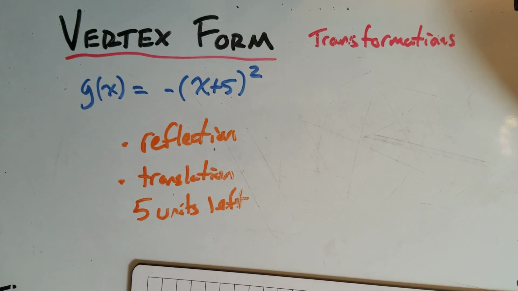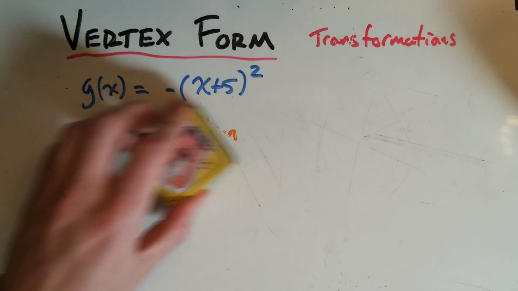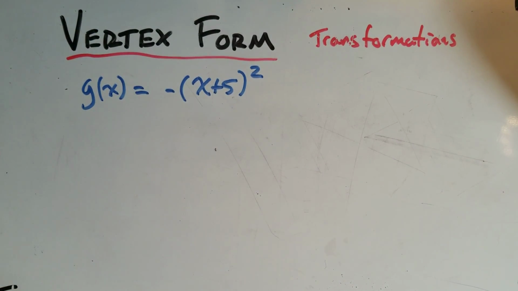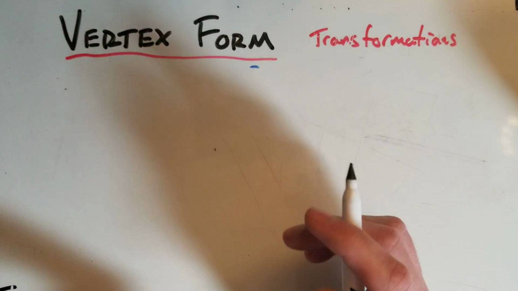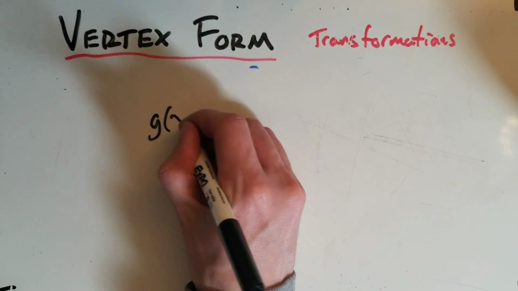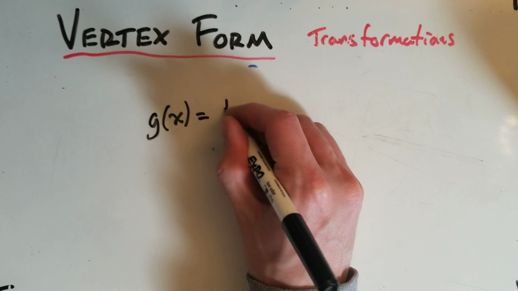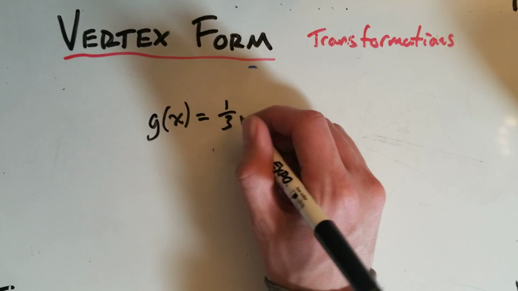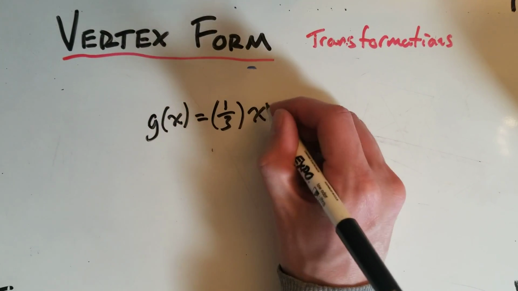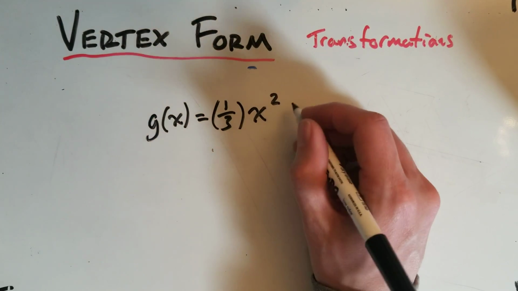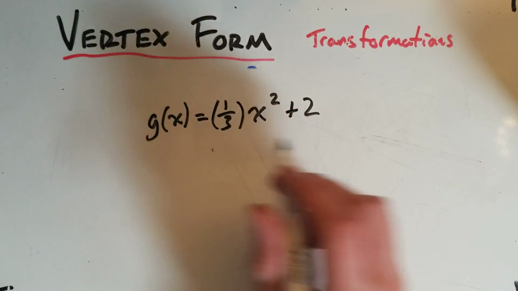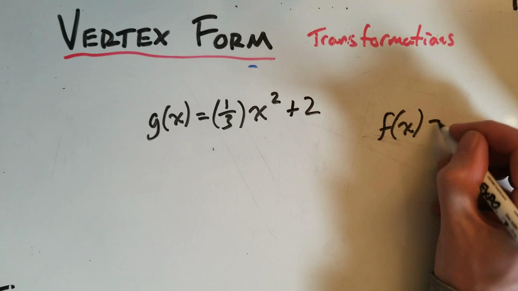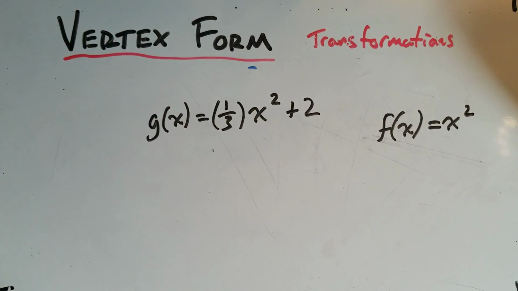Alright, so we're going to do 2 more. And again, these are all in relation to our parent function. So our next one, we're just not going to use the graph at all. Let's take this away. We have g of x is equal to 1/3. There are parentheses around it, though parentheses don't have to be there. 1/3 x squared plus 2. And we want to know how this compares to f of x equals x squared, the parent function.